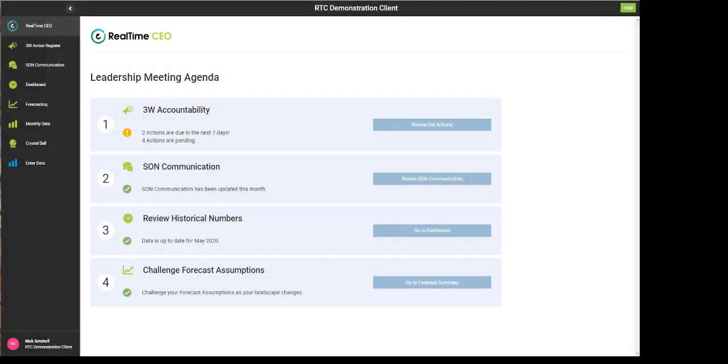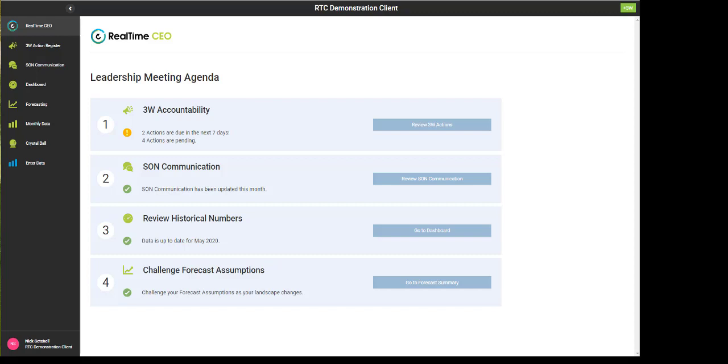Welcome to this overview of the RealTime CEO software, a powerful leadership tool that's designed to help you better understand your business, drive strategic, operational and numeric conversations through your leadership team, better define and validate decisions that are going to help you to create value and mitigate risk in your business, and to provide business assumption forecasting that helps you look into the future.